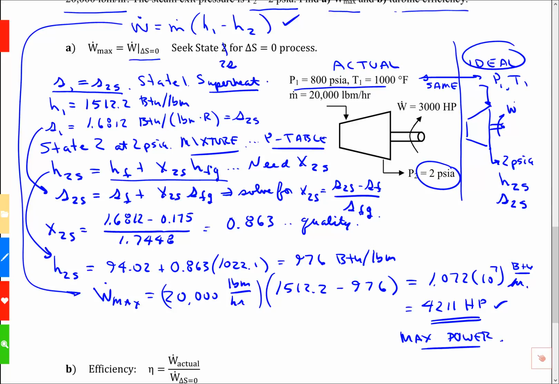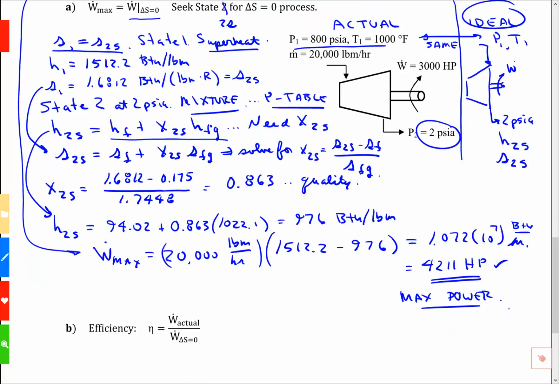All right, part B says, what's the efficiency? And here's the definition of the efficiency for a turbine. We have the actual over the ideal. This is appropriate. There's a different definition for a pump or a compressor. For a turbine, it's actual over ideal. And we know both these values now.